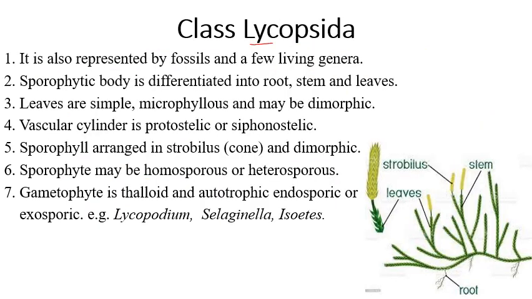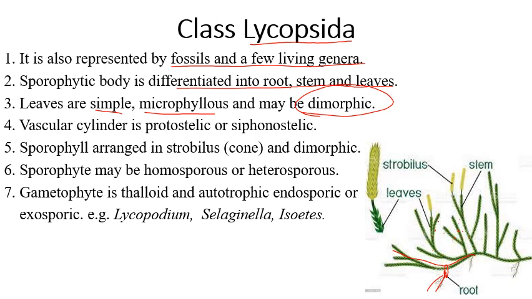Class number 3, that is Lycopsida. It is also represented by fossils and a few living genera. So this is mixed, living as well as extinct. Sporophytic body is differentiated into root, stem and leaves. Here you can see the roots. Here you can see the rhizophore. The stem can be seen, and these minute leaves also can be seen. Leaves are simple, microphyllous means small, and may be dimorphic. Morphologically it is of two types. It is showing leaves as well as ligules.